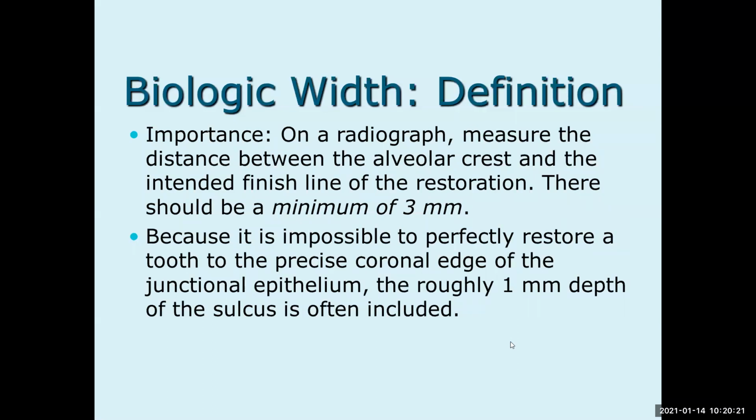So on a radiograph, you want to measure the distance between the alveolar crest and the intended finish line of the restoration. That needs to be a minimum of 3 millimeters. This is something that the dentist does because it's impossible to perfectly restore a tooth to the precise coronal edge of the junctional epithelium. They allow a millimeter of wiggle room. So that's where the 3 millimeters comes in. The biological width is about 2 millimeters, but the width on a radiograph, you want to see about 3 millimeters.